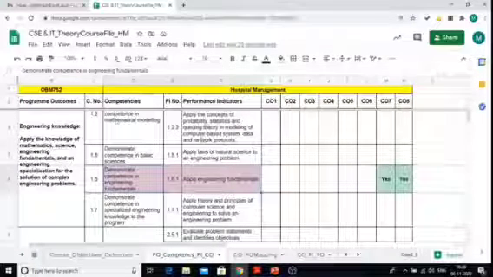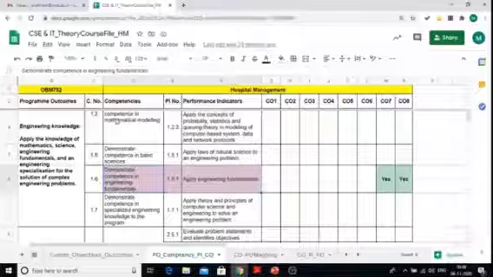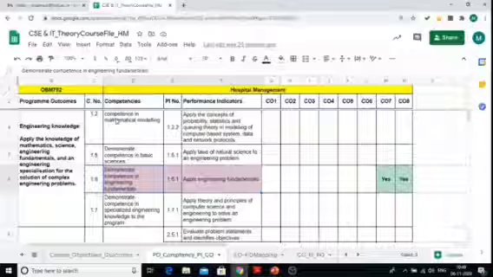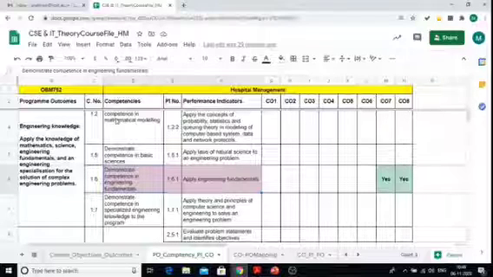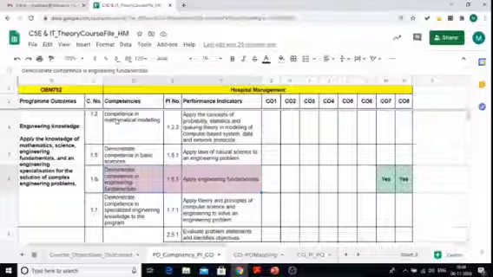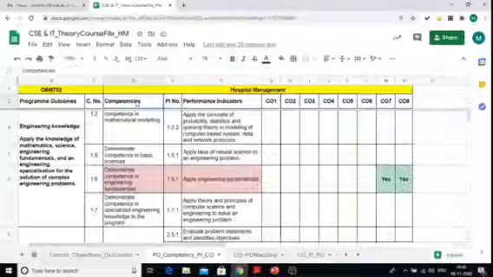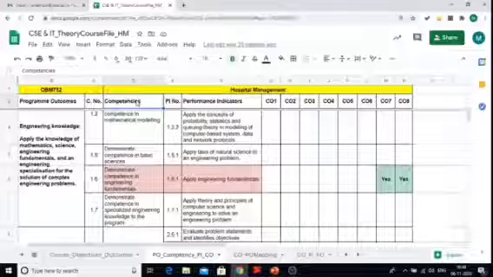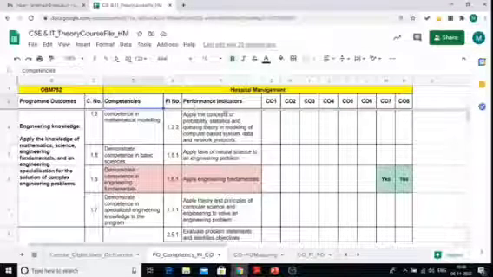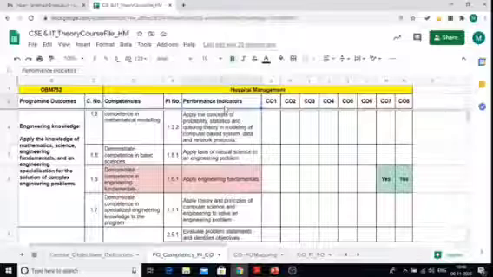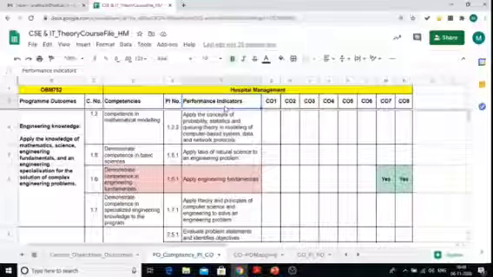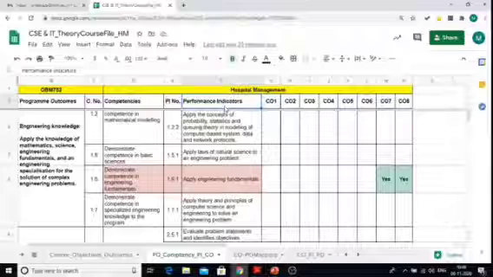What are competencies? Competencies are simplified statements which focus on the different abilities to be attained by the learners. They are domain specific. They are used to assess the learning abilities of the students. And what is a performance indicator? Performance indicators are the statements that are used to evaluate various competencies.